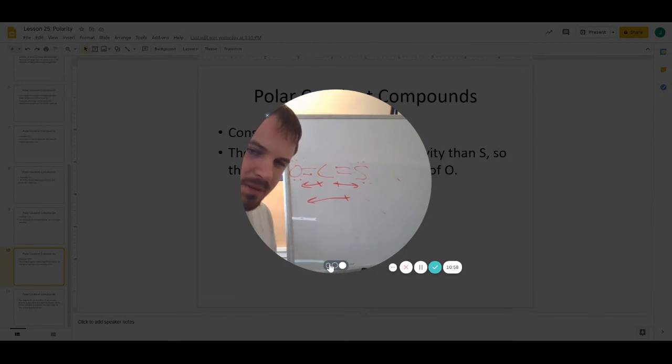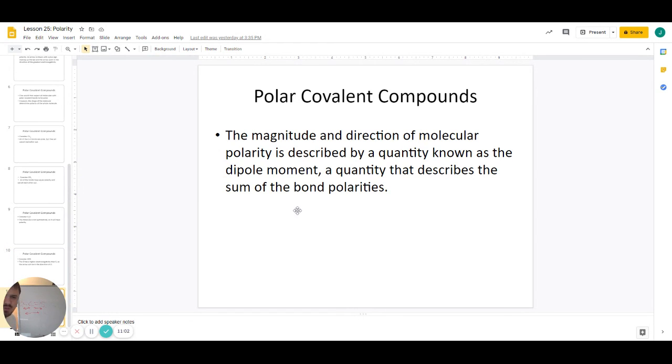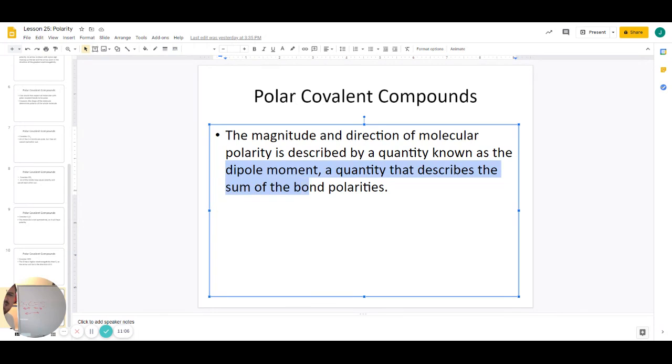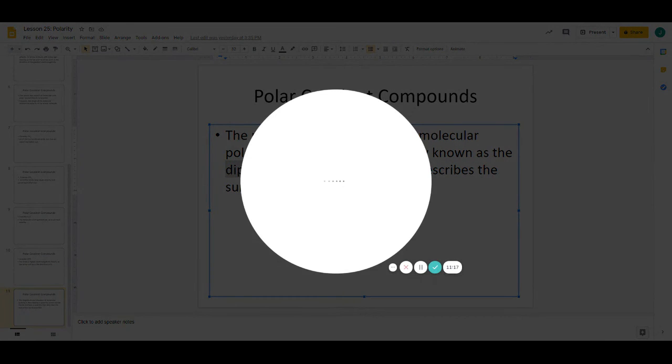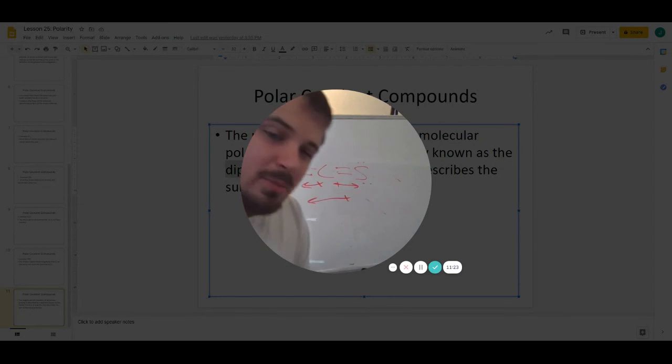Now, I'm not going to use the word polarity in these. When I go over the answers, I'm going to use this word right here, dipole moment. Because the magnitude and direction of the molecular polarity, so all of it put together, creates what we call the dipole moment. So when you do these, you'll have your final dipole moment, which will be this, which is part of the answers for these. So this puts so many skills together.